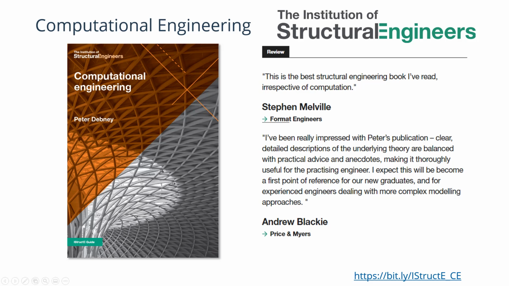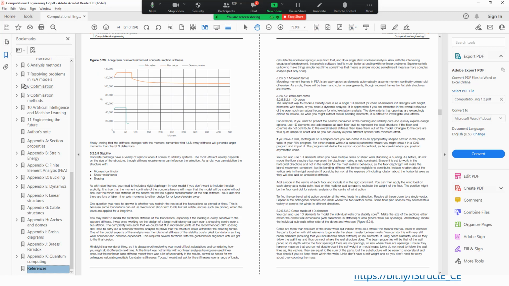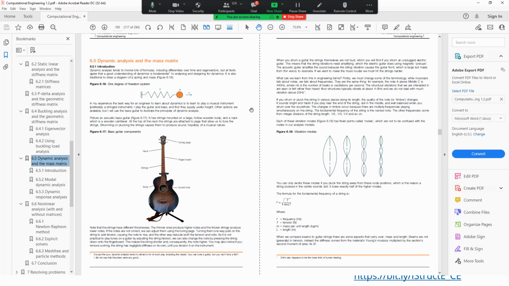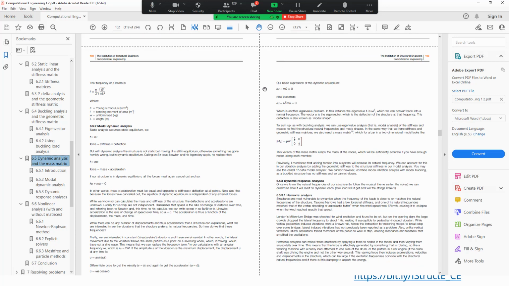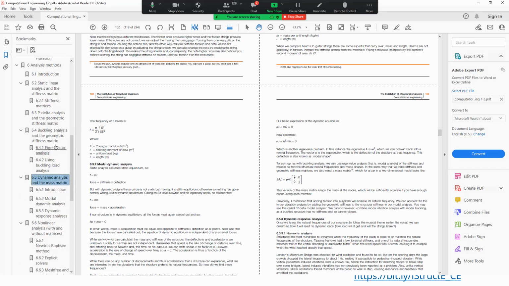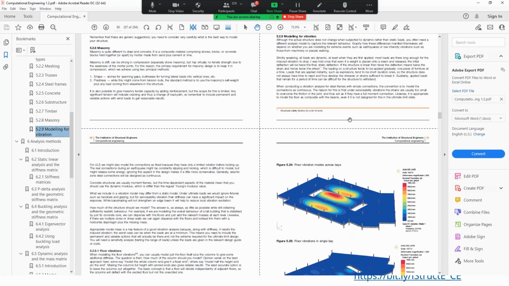Any dynamic modeling examples in the book? Yes, I do cover a whole section on dynamic analysis. We go into what's involved with it, plus some discussion on the modeling requirements for vibration, as we can see here.